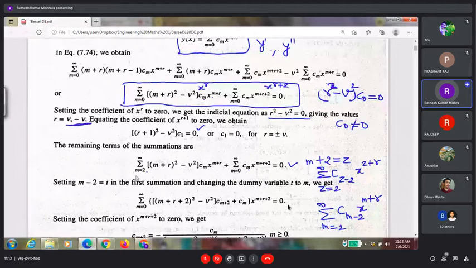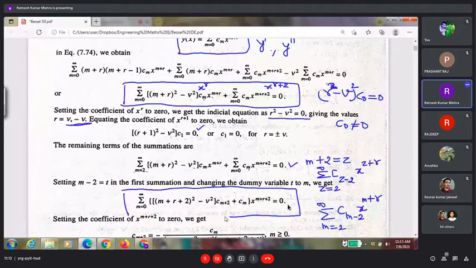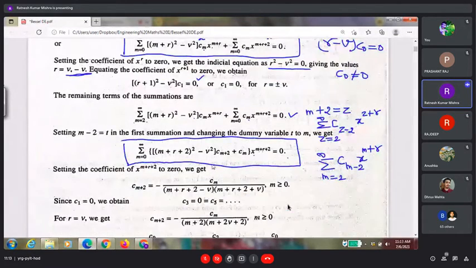Now replace m equal to t plus 2, and since t is the dummy variable, replace t with m. Now you can write this one. Now equate the coefficient of x to the power m plus r plus 2 to 0. Now write the recurrence relation, that is, c(m+2) equal to this one, where m is greater than or equal to 0.